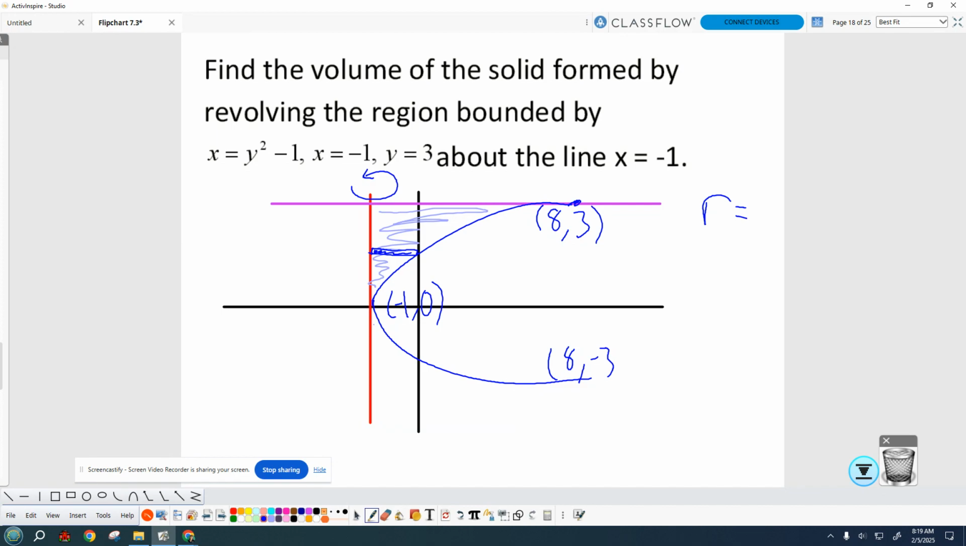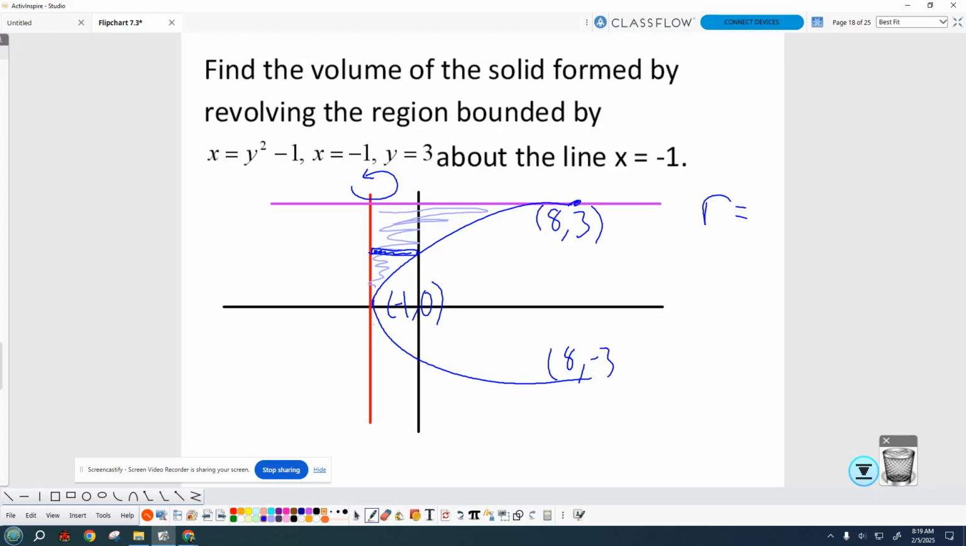Are we wanting the equation to have all x's in it, or all y's? All y's, because I have dy slices. So do I need x equals a function in terms of y, or y equals a function in terms of x? x equals a function of y, the other way around.